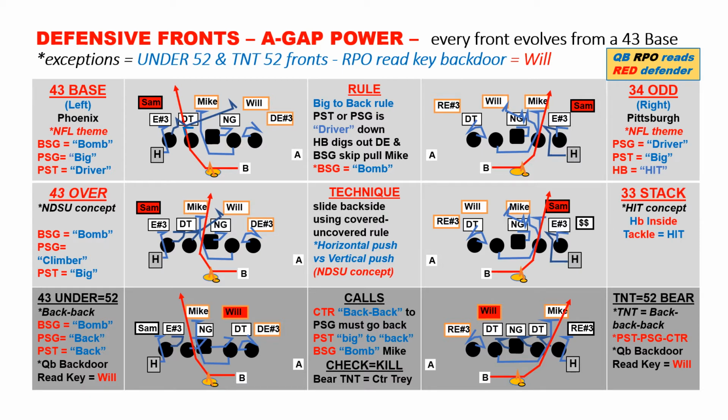Now, when we get into inside gap versus defensive fronts, the exceptions here to the rule is an under 52 or a TNT 52 front. So if you look down on the bottom, the way we adjust this, because we've got technically 5 defenders on the line of scrimmage, D linemen with our 5 blockers now. And so what we want to be able to do is use our exceptions to the call where we're going to go back, back, back. Everybody's going to block back. There's no double teams. And instead of reading the Sam backer, we will read the Will backer.